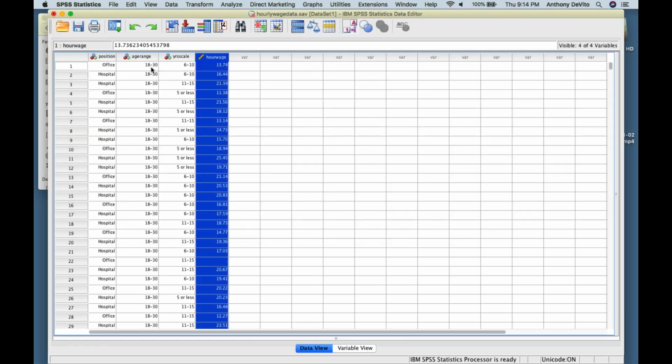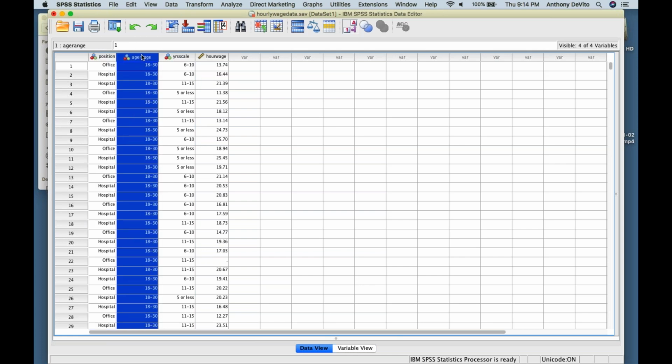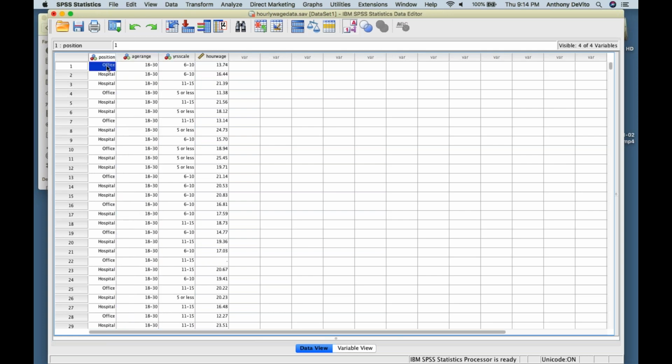Okay, now the other thing we have here is office nurses and hospital nurses, and the age groupings of the nurses. Let's see if there's an association between whether someone works in an office and what age group they might be in. Perhaps there's an association, where older nurses tend to work in one environment, and younger nurses tend to work in another.